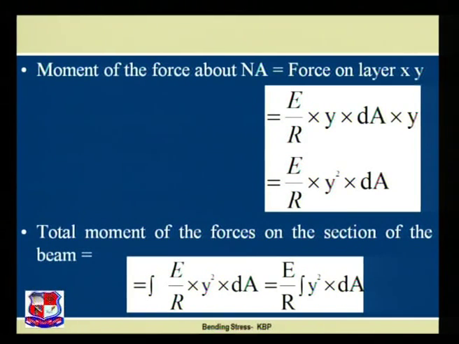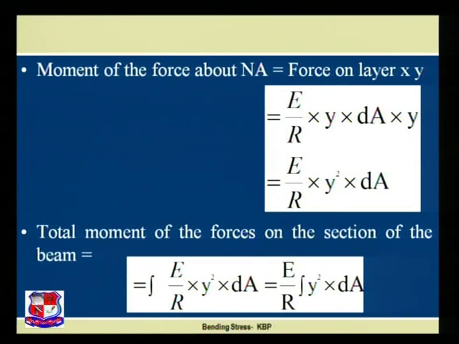What is perpendicular distance from neutral axis? It is y. So, we know the force on the layer, that is E over R into y into dA, multiplied by y. Now, y into y, that is y square. So, we achieve moment of the force about neutral axis is E over R into y square into dA.